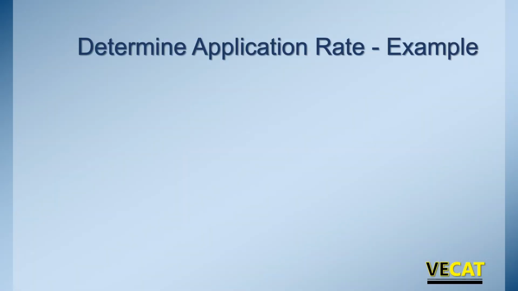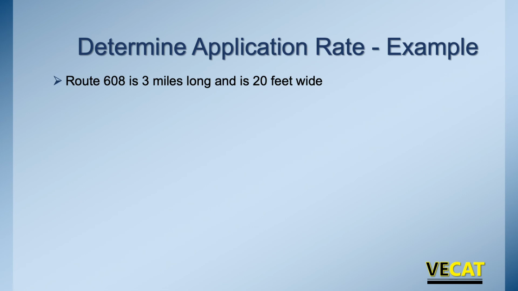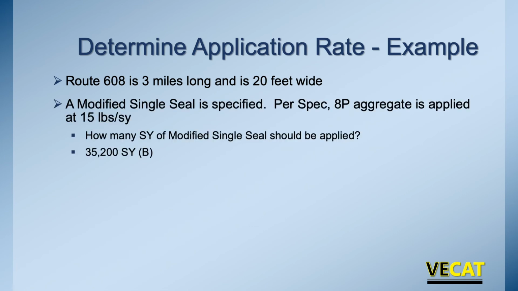But let's look at, here's Route 608. 3 miles long, it's 20 feet wide. We did a modified single seal. Per the spec, we're using 8P aggregate at 15 pounds per square yard. How many square yards of modified single seal should be applied?